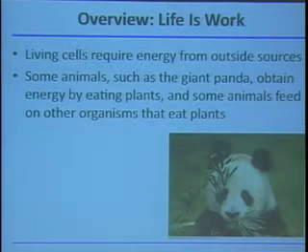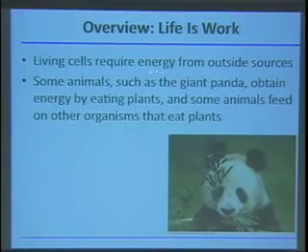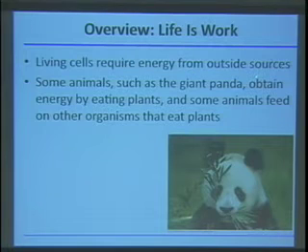All right, so first of all, life is work. You probably knew this. But when we talk about it in molecular biology, we're referring to the fact that living cells require energy from an outside source. So if it's an animal, animals will take in energy either by eating plants, like this fellow right here, or by eating organisms that eat plants, if they're carnivores. And if they're plant cells, they make the fuel directly by harvesting energy from sunlight.